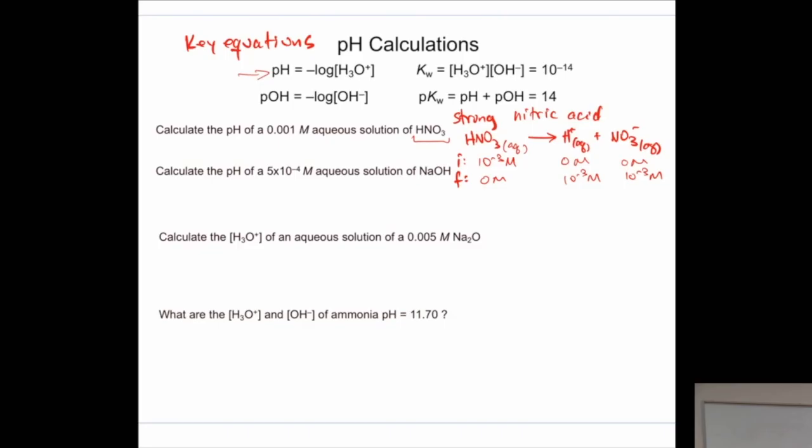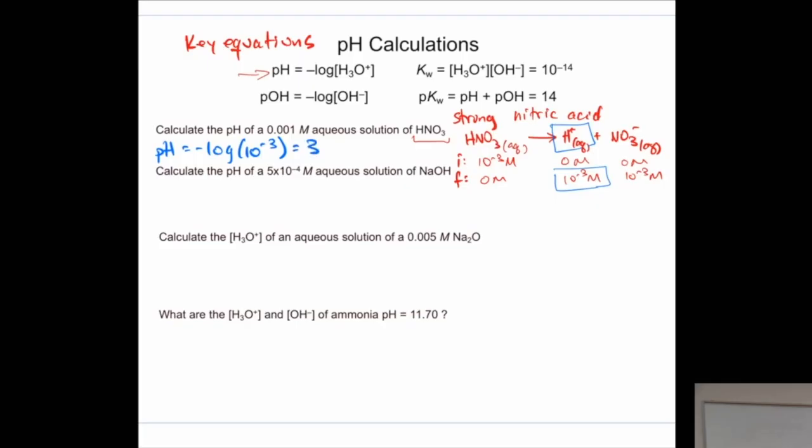So all we care about then is identifying the pH. Now we know the concentration of hydrogen ions in solution. It's 10 to the minus third. So this becomes pH is equal to the negative log of 10 to the minus third. Now you can use your calculator if you want to, but if you understand how logs work, and in this case log base 10, what's the answer? It's 3.